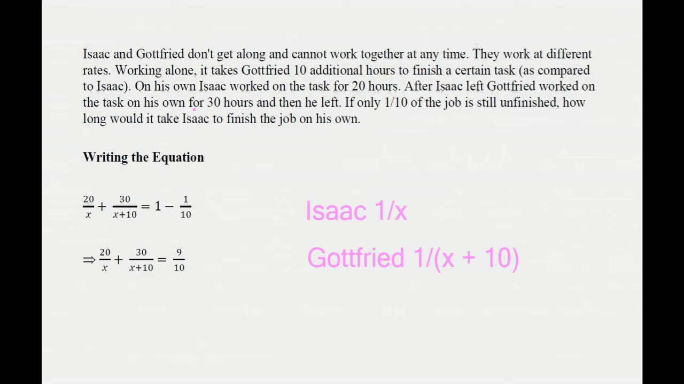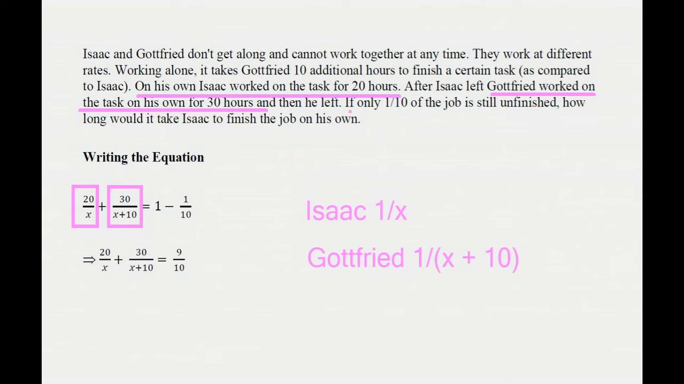But here, what happens? Isaac works for 20 hours, so he must be doing 20 over X parts of the job. And if Gottfried worked on the job or task for 30 hours, he finished 30 over X plus 10 parts of the task. So this much is done.